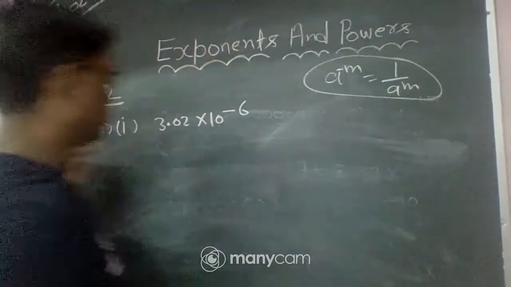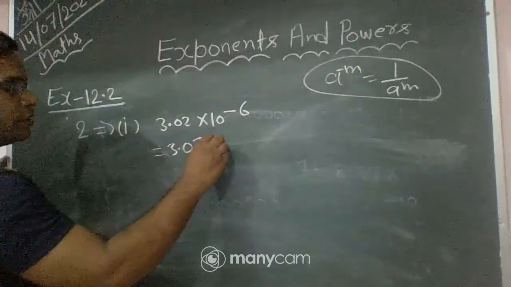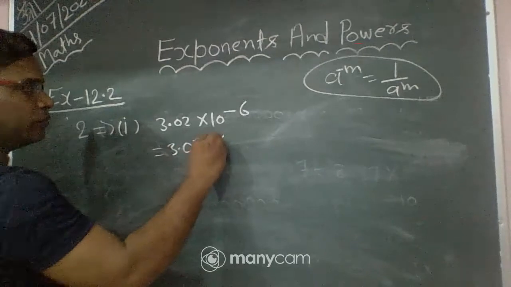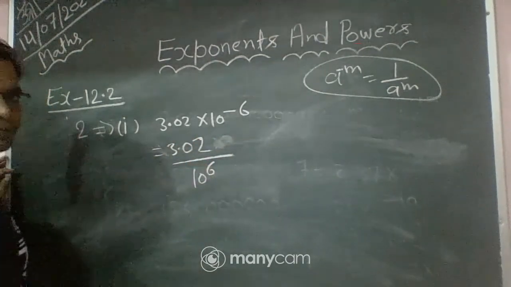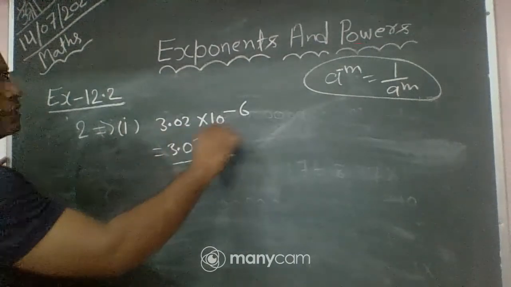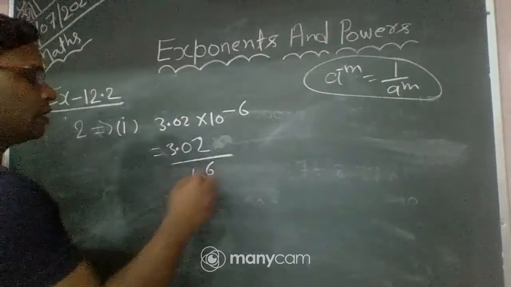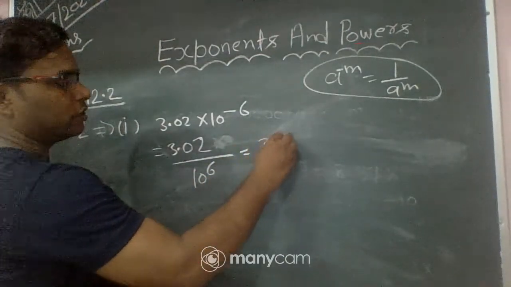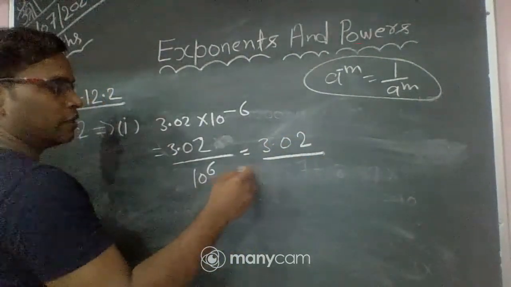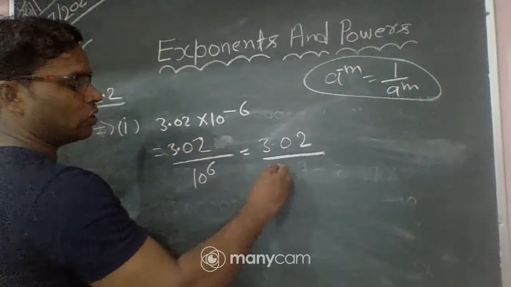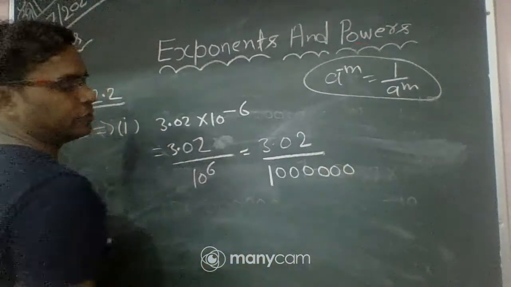So you can write this number 3.02 into 1 by 10 power 6. Clear? This is the standard form. We write it in usual form. So 3.02 we write as it is, but here, what is this? 1 with how many zeros? 1, 2, 3, 4, 5, 6 zeros.